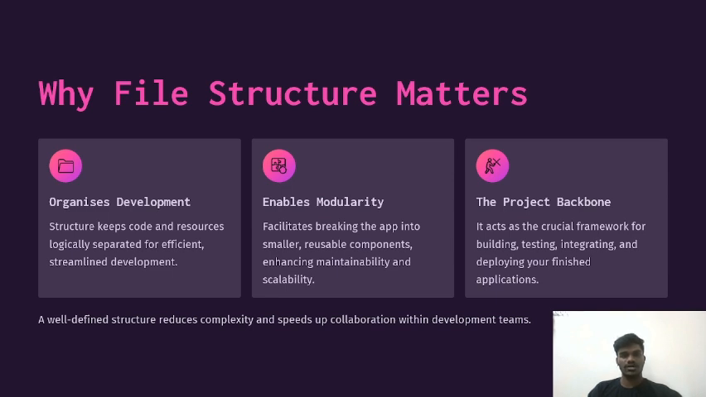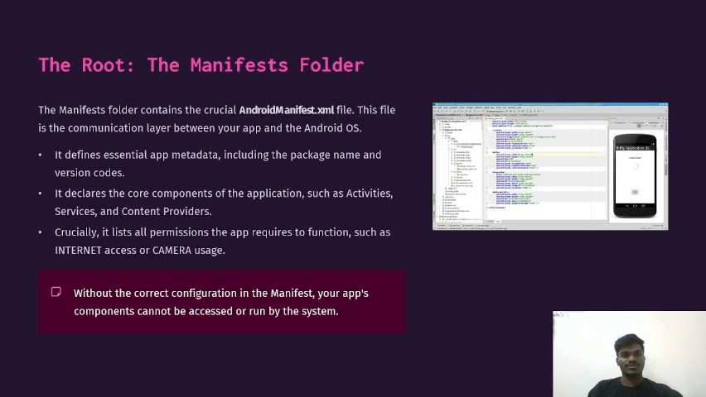First, it organizes our development. Everything has a place. Code, images, layouts, resources are neatly separated. Second, it enables modularity. We can break our app into smaller modules, which makes it easier to manage and reuse. And finally, it is the project backbone. The structure helps us build, test, and deploy our app smoothly. It helps us organize projects, and makes teamwork and updates much faster. Now let's enter into the folders.